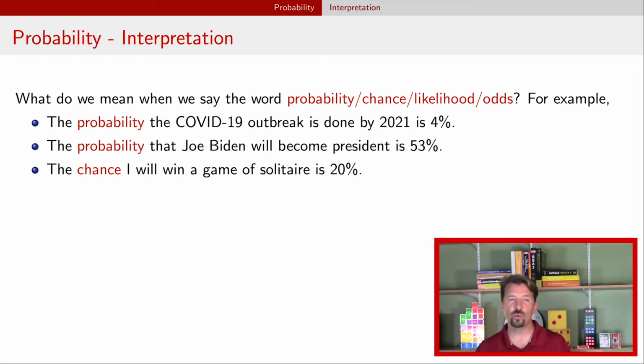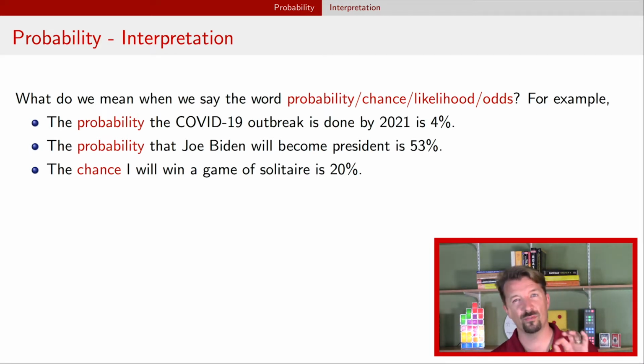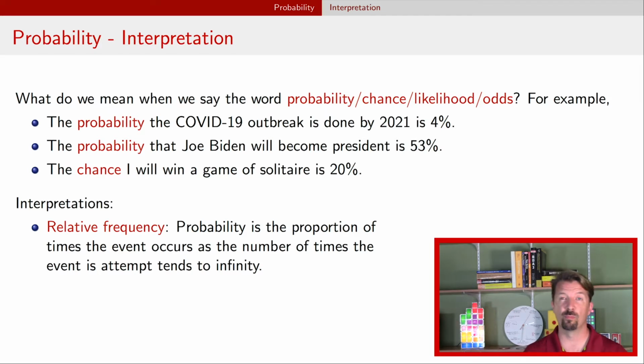And so there's 2 general ways that people have interpreted or applied probability to the real world in these contexts. And they are relative frequency and personal belief. So here's the relative frequency version. Relative frequency says it's the proportion of times an event occurred over the total number of times that you attempted for that event to occur as the number of those attempts goes to infinity.